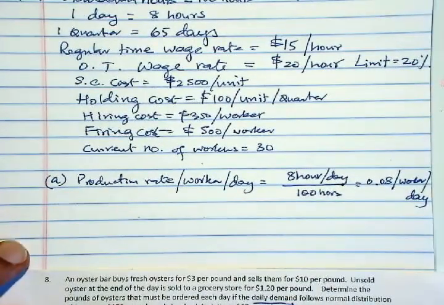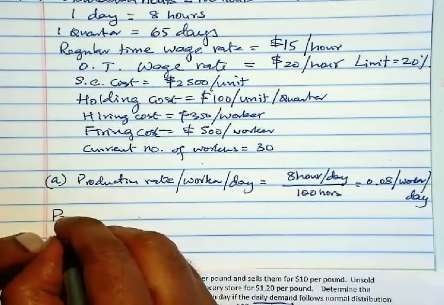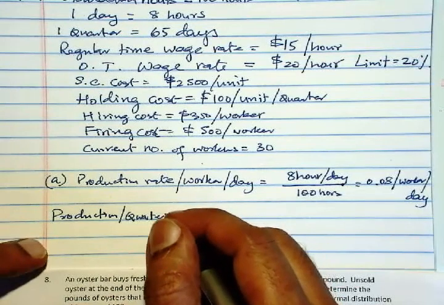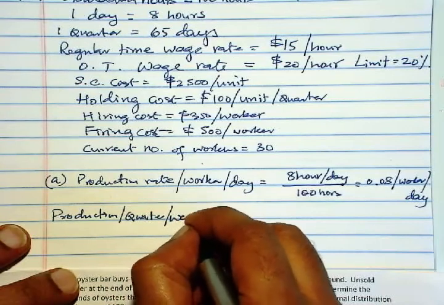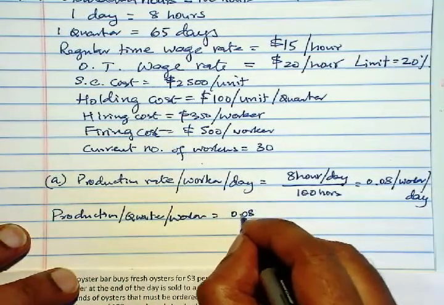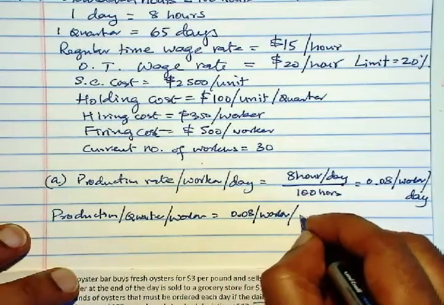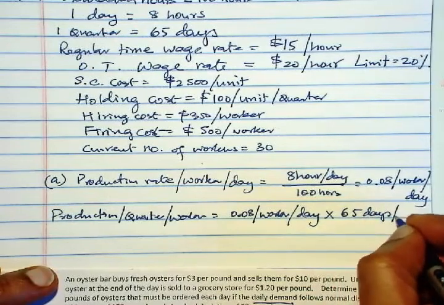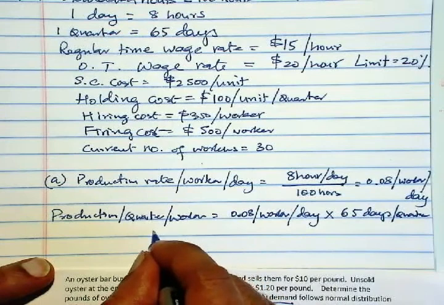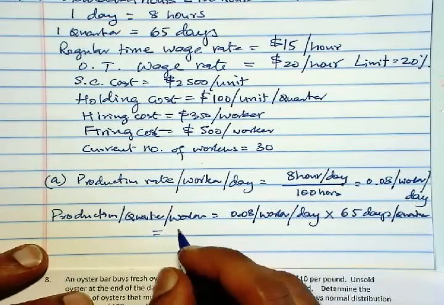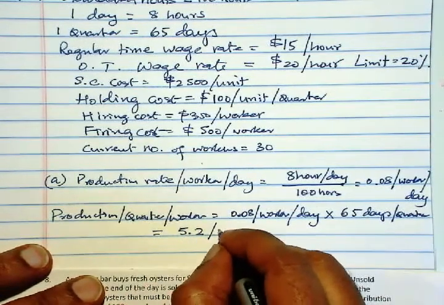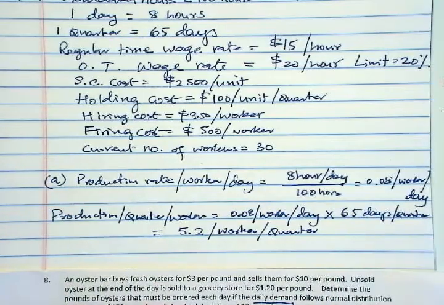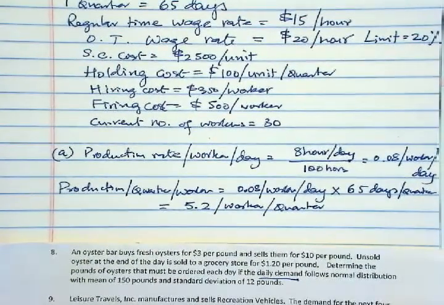And then we want per quarter. So production rate per quarter, okay, and it's also per worker. This is the rate, 0.08 is the rate per worker per day, and then we multiply by 65 days per quarter. So this will give us the rate of production. So that is 5.2 per worker per quarter. Okay, don't round any of this because these are all on the average the production rate. So you should never round these numbers.